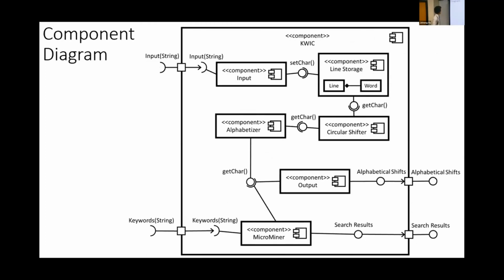All right, looking at the component diagram, for one input, the initial input is a string that'll be passed from the input to line storage, to circular shifter, to the Alphabetizer, to the output, all through get character. And then that will create the alphabetical shifts, which will be the final output. And then for another input, it requires the keywords, which will go to the micro-minor, which will get the same characters from the Alphabetizer and pass out the search results, which will be the final output there.